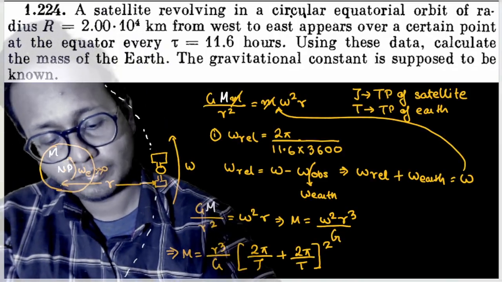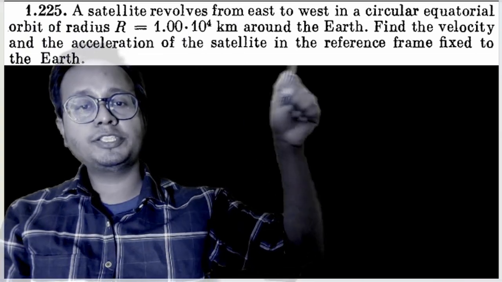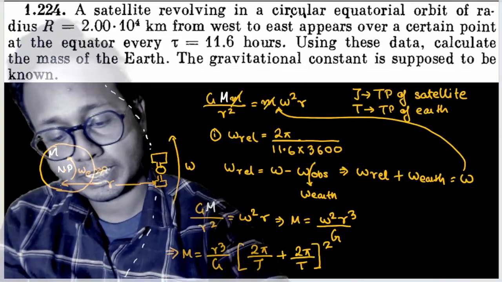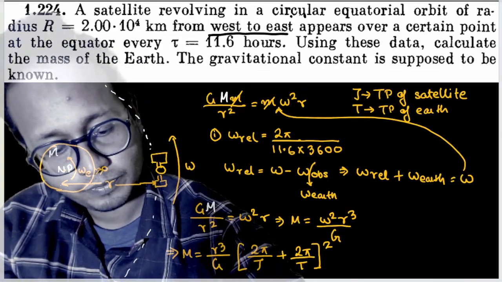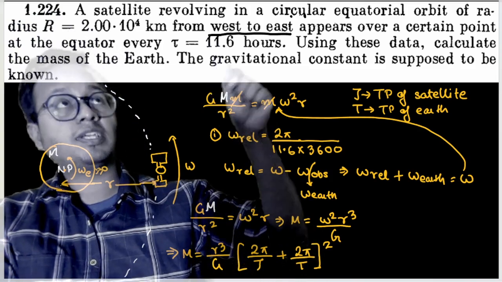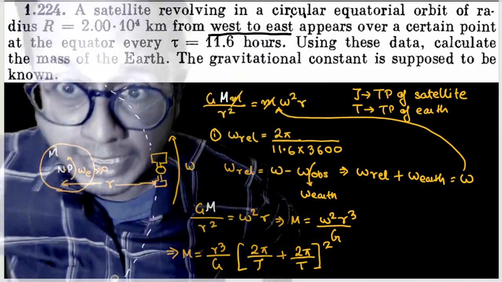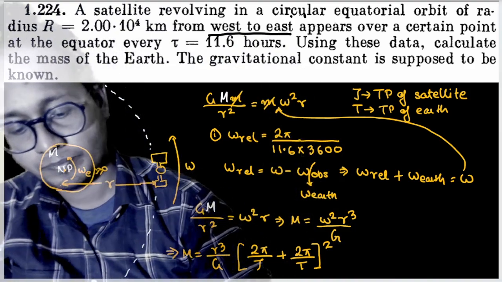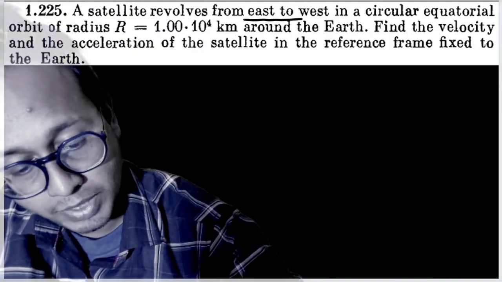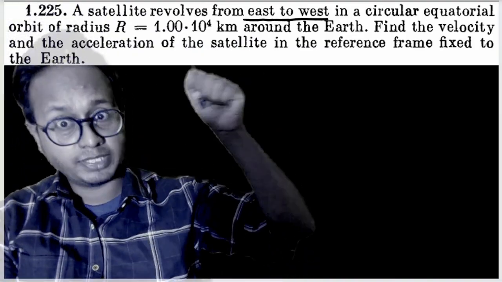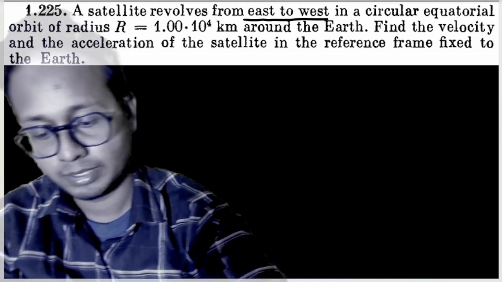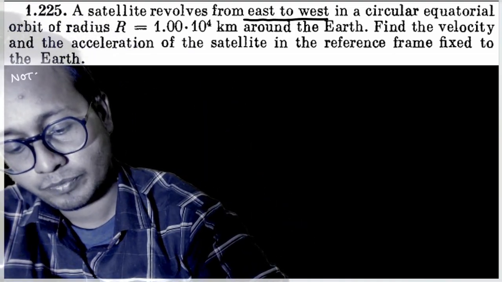Now in this question, a satellite revolves from east to west. In the earlier question, the satellite was revolving from west to east, no? West to east means the satellite is rotating in the same direction as the Earth. Whenever a satellite is rotating from east to west, that means the satellite rotates in the opposite direction to the rotation of Earth. Just note it down.